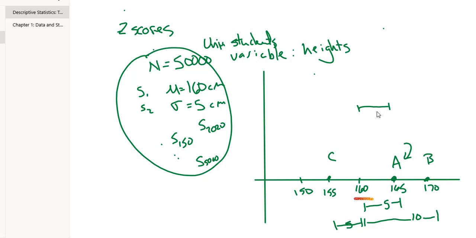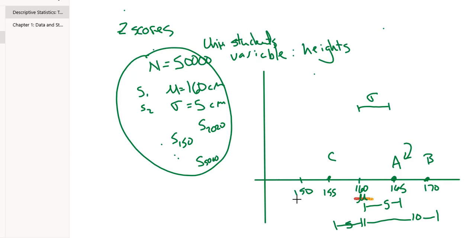But the standard deviation we said was 5, so we can use the standard deviation as like a ruler. We can take this ruler and count how many standard deviations student B is above the mean. How many standard deviations do we have to go up from 160 to get to 170? Obviously the answer is 2. And how many standard deviations above the mean is A? Obviously the answer is 1. And then we can say C is 1 standard deviation below the mean.